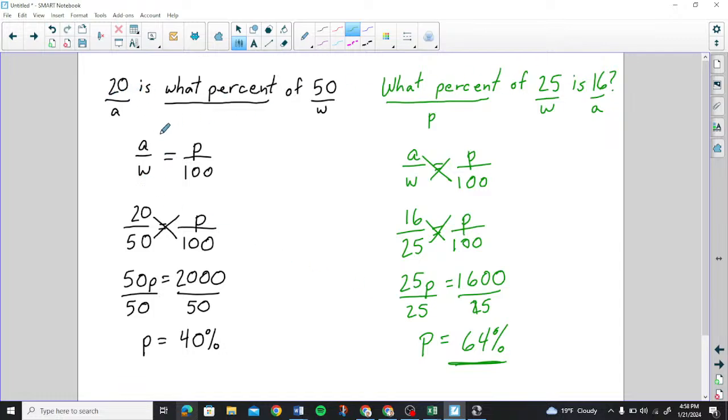So this is how we use the percent proportion to find a percent.